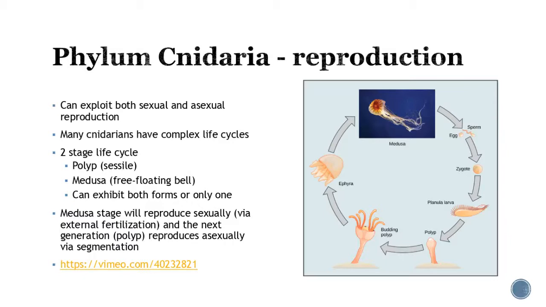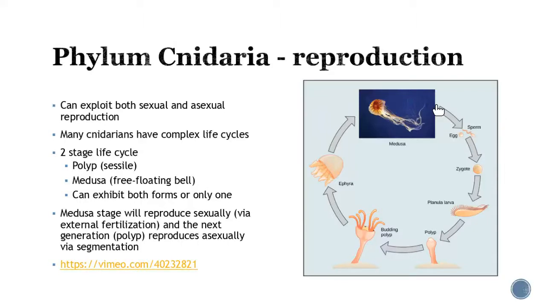Now reproduction on these guys is kind of interesting. Here's a cool little video that goes through this. I've used it before. I think it's kind of cool. Most of the time when you think of these guys, you think of them in what's called their medusa state. But they go through this stage where they actually are in a sessile state. So there's a two-stage life cycle: there's a polyp stage right here on the bottom, and then the free-floating medusa stage.